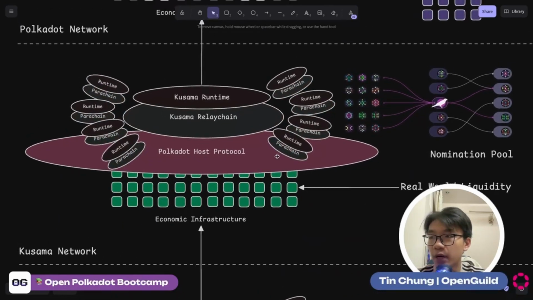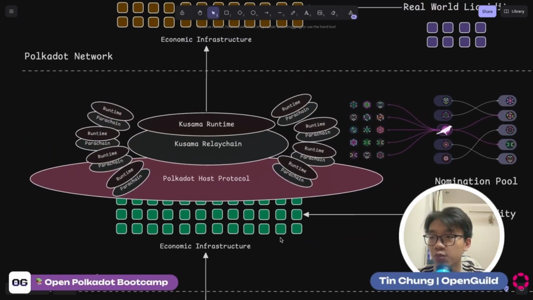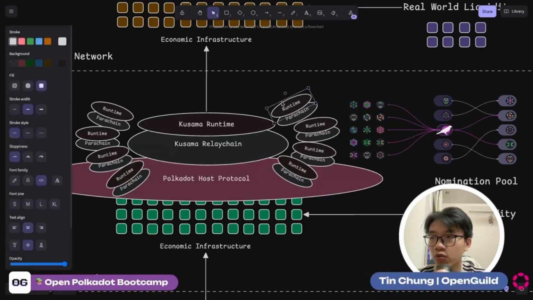Then we have Kusama. Kusama is similar to Polkadot. We also have the Polkadot host protocol as the deepest level of the whole ecosystem, but then we have the Kusama relay chain sitting on top of the Polkadot host protocol. The Kusama relay chain also has its own Kusama runtime. Parachains connect to the Kusama relay chain, and each parachain also has its own runtime.